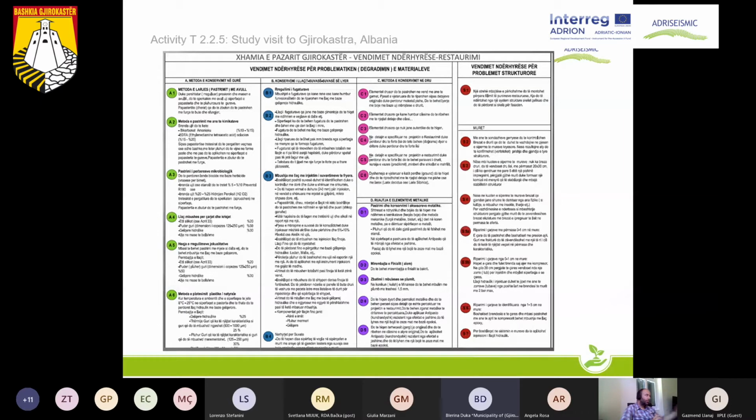So we have all the typologies of the interventions which were made regarding the degradation of the materials in the mosque of the Bazaar of Gjirokastra. Now, just a quick remark, the slides are in Albanian, so my colleague and I will explain them in English in the best way we can, and we will stop after this slide, so if you have any comments or questions, please ask.